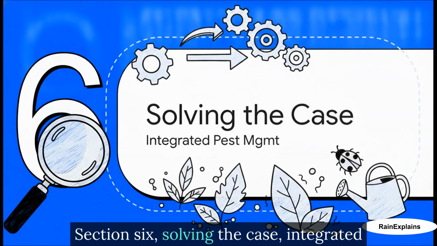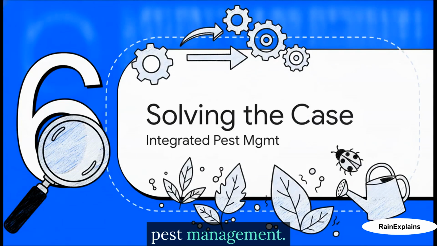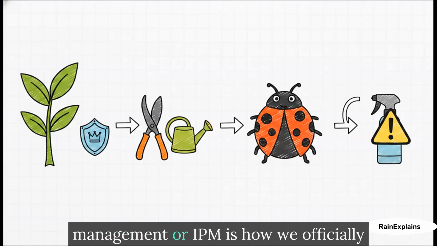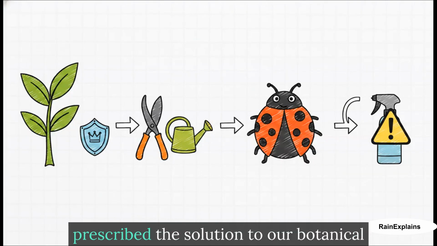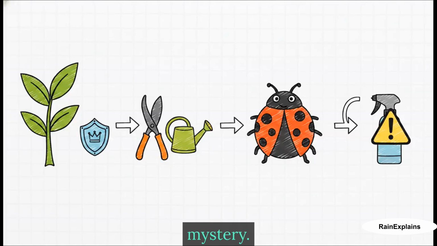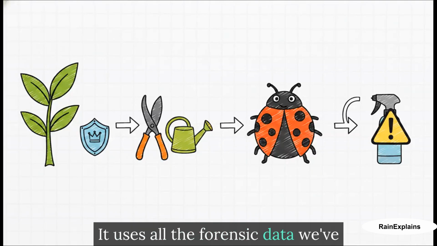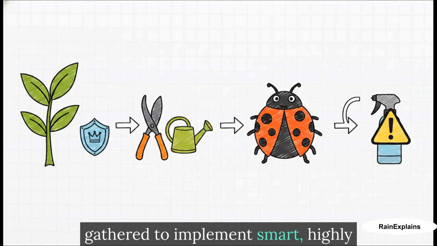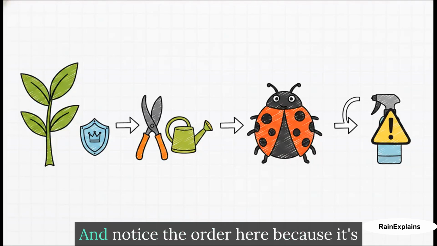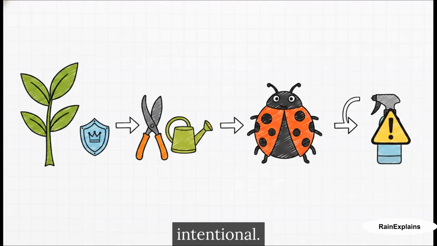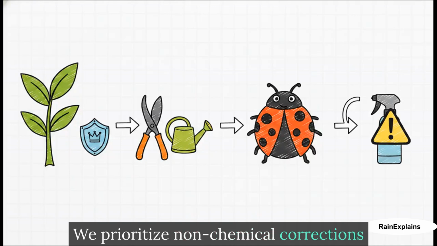Section 6. Solving the case. Integrated Pest Management. Integrated Pest Management, or IPM, is how we officially prescribe the solution to our botanical mystery. It uses all the forensic data we've gathered to implement smart, highly targeted strategies. And notice the order here, because it's intentional. We prioritize non-chemical corrections first.